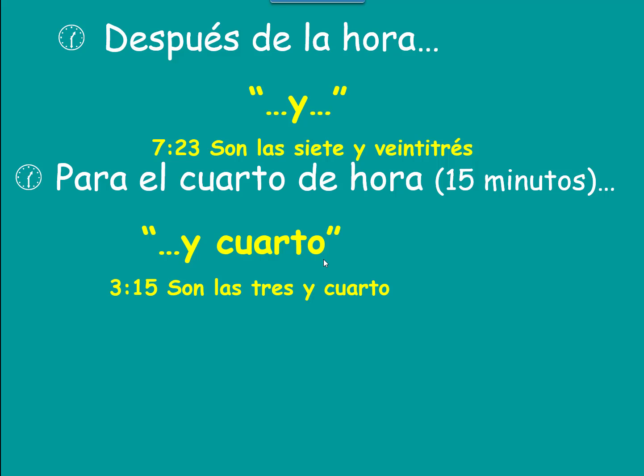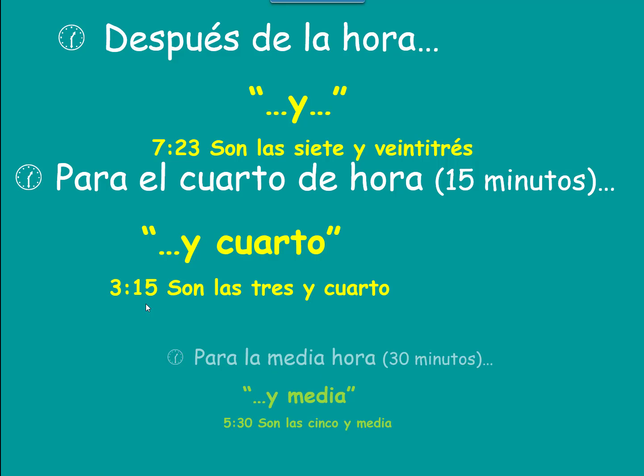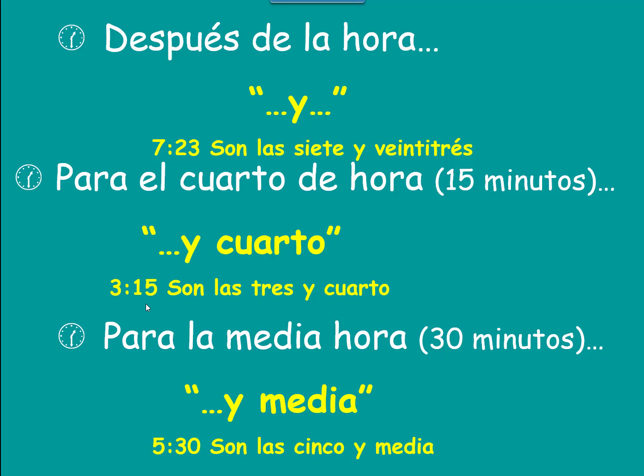What about if it's 15? Y cuarto. Careful. This is not like cuatro, like number 4. Cuatro is T-R-O. It's a little bit different. So cuarto. How do we say it's 3:15? Son las 3 y cuarto. Good. And then for when it's 30 minutes, you would say y media. Careful with the vowels, the pronunciation. Media, y media. Son las 5 y media.